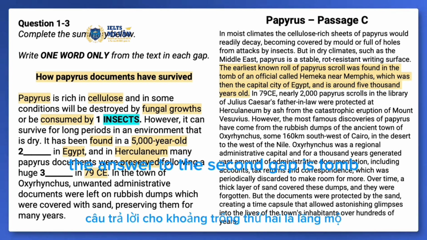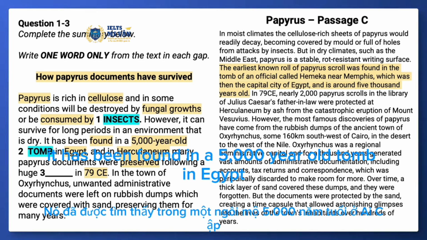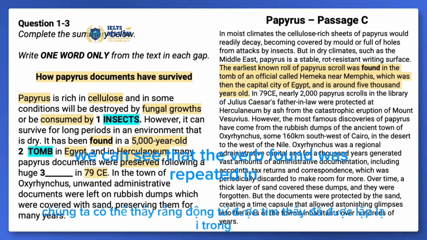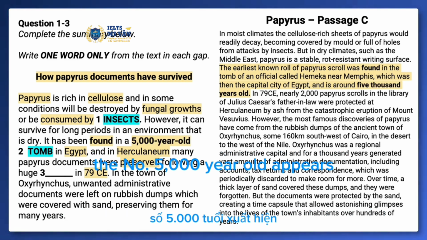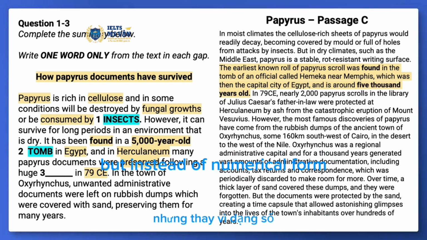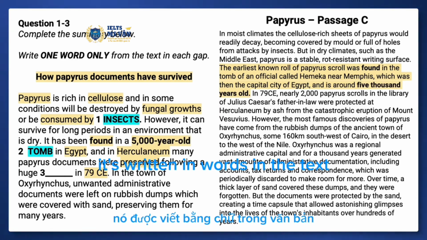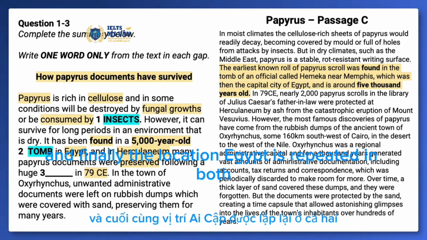The answer to the second gap is tomb. It has been found in a 5,000-year-old tomb in Egypt. We can see that the verb found was repeated in both the summary and text. The number 5,000-year-old appears, but instead of numerical form, it's written in words in the text. And finally, the location Egypt is repeated in both.